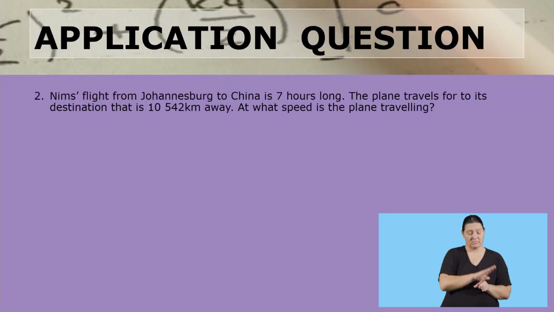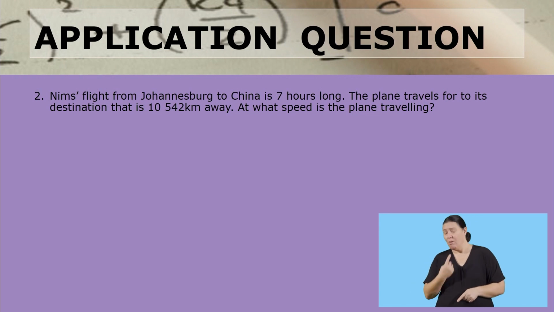Let's look at number 2 of our application questions. So NIMS's flight from Johannesburg to China is 7 hours long. The plane travels to its destination that is 10,542 kilometers away. At what speed is the plane traveling?